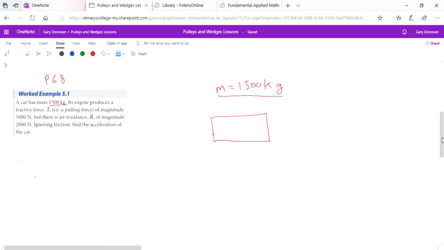So let's look. We have a car, and that car has a mass of 1,500 kg. Its engine produces a tractive force. Now that tractive force is just the word we use for pulling force. So that's the forward force. Let's say this is the car and this is the front seat, of magnitude 5,000 newtons.